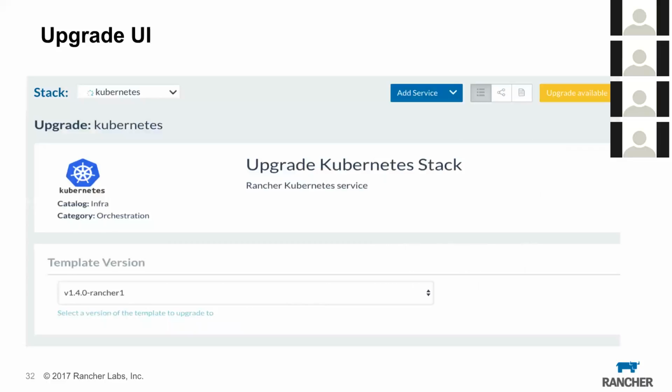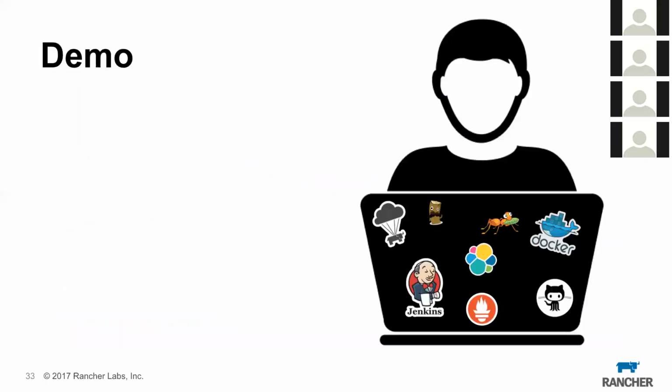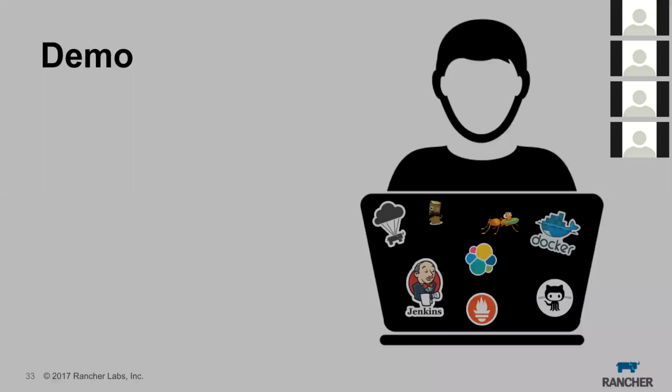This is basically how it looks. In the user interface, once there's an upgrade available, you see on the right side a yellow button, and then you get some information, a change log on the new version. So let's have a quick walkthrough through the UI.